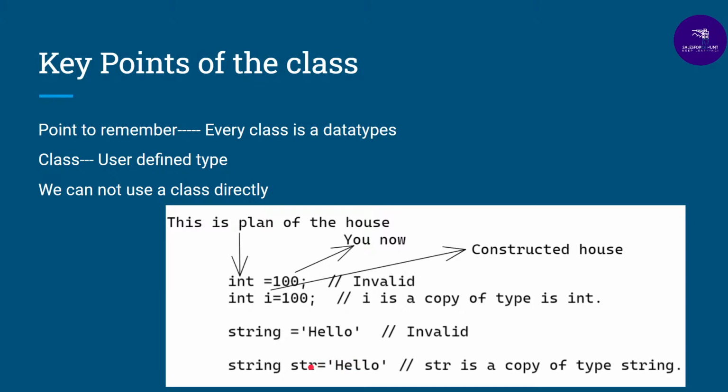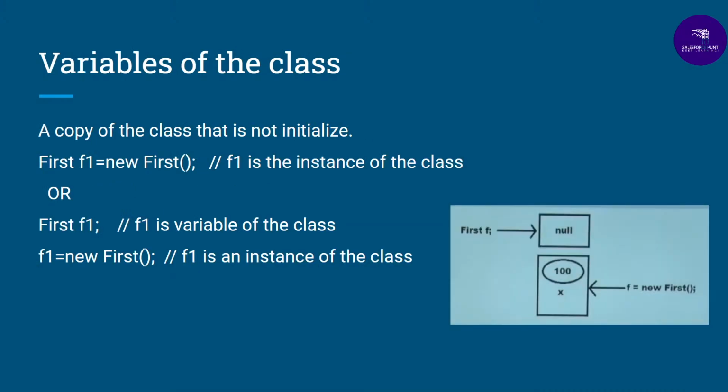So str is nothing but a variable of type string. So you can store this hello word into the string, right? So this is the one thing to know about the key points of the class. The point to remember is that every class is a data type. Always remember that, it is the most important thing for us, right?